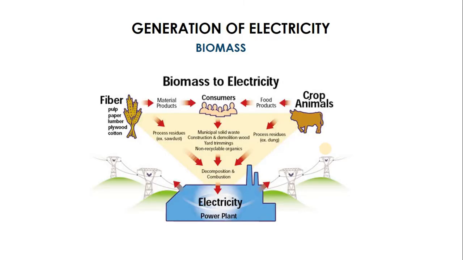Then finally, we'll look at biomass. We are producing electricity from the remains of plants and the byproducts from humans and animals. You can use human excreta or cow dung to produce electricity, or you can use the fiber from plants to produce electricity. So how do we do that?